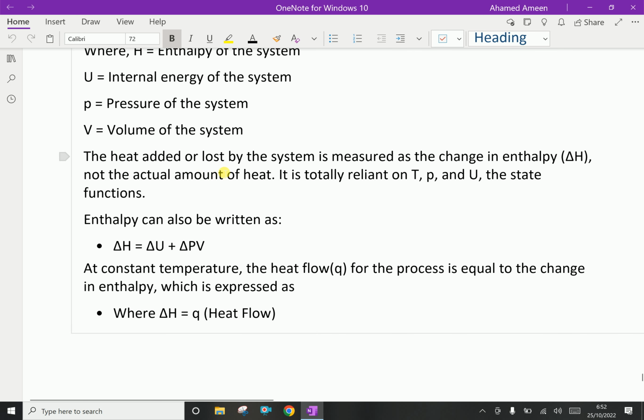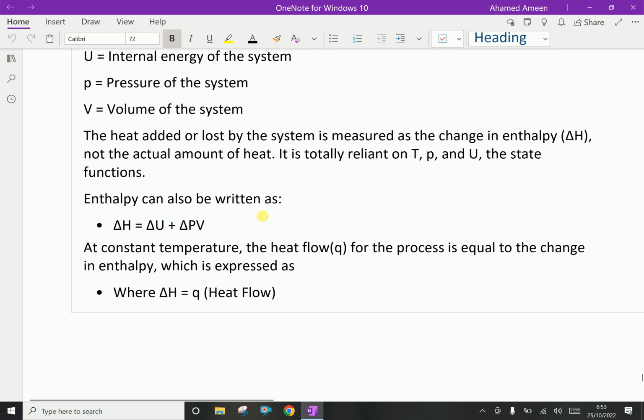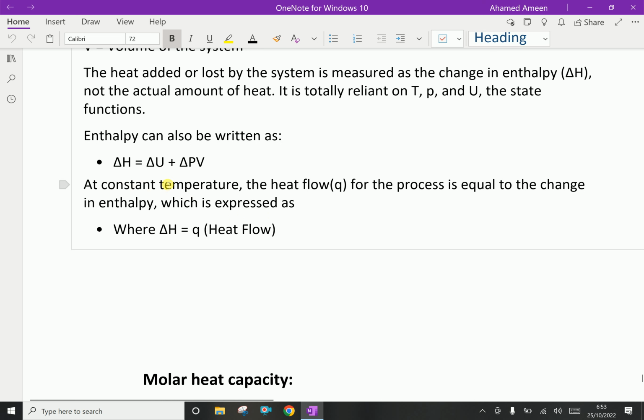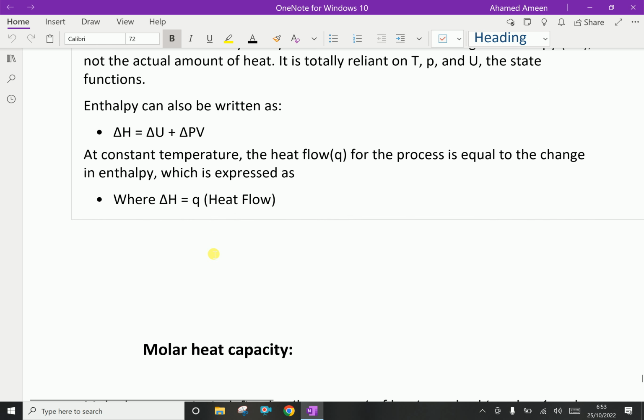The heat added or lost by the system is measured as the change in enthalpy. That means delta H is the heat added or lost by the system, measured as the change in enthalpy, delta H. Enthalpy can also be written as delta H, the change in enthalpy, equals the change in internal energy plus the change in P times V. At constant pressure, the heat flow Q for the process is equal to the change in enthalpy, expressed as delta H = Q, the heat flow.